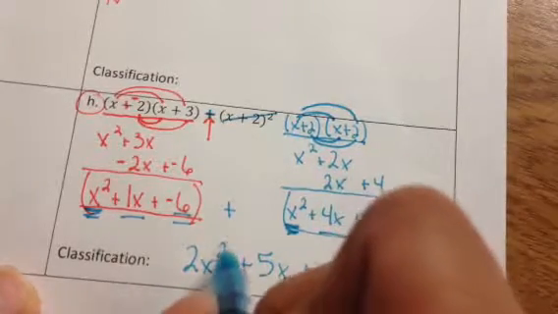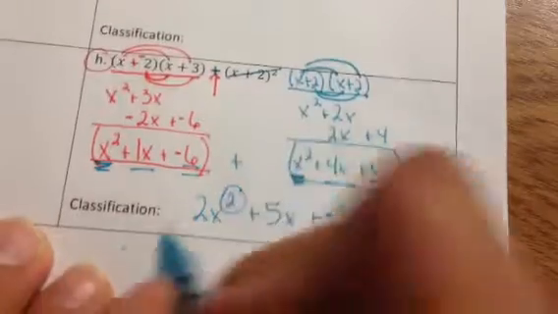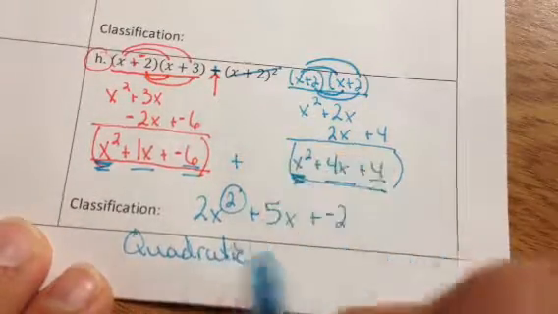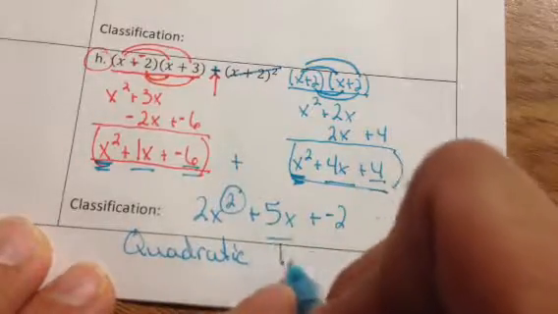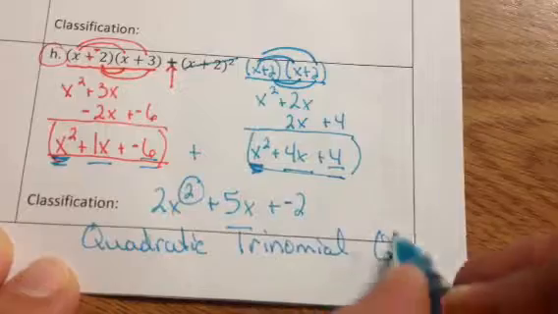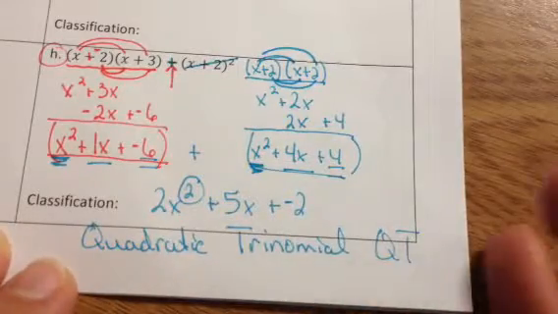Now to classify it, this gives me its first name. It's quadratic. This is our popular kid. And then with the 3 terms, I would call it a trinomial. If you would like to on the test abbreviate it as QT, you are more than welcome to do that.